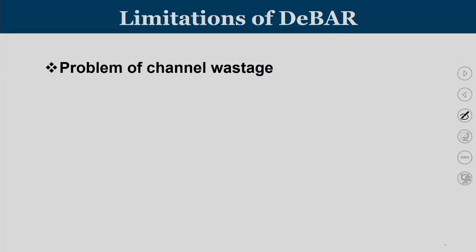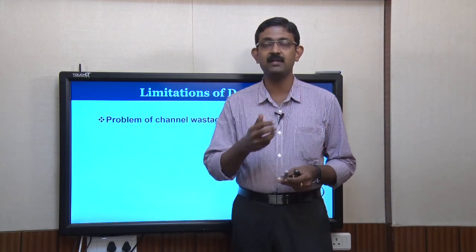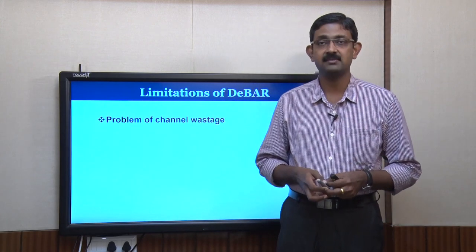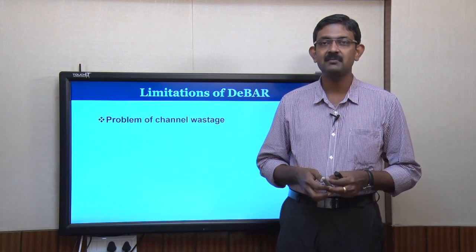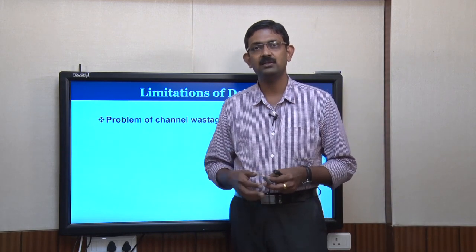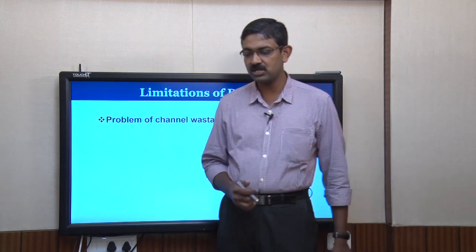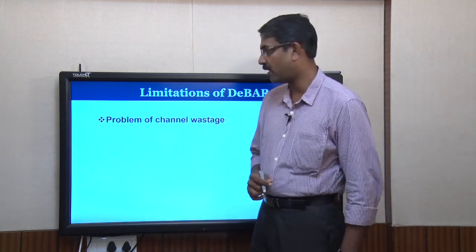Now, let us try to understand what the problems associated with the DBAR router are. So, we have to see the sequence. The concept of the CHIPPER router itself evolved from the limitations of BLESS, the conventional BLESS router. The limitations of CHIPPER were addressed by the MinBD router. The limitations of the MinBD router were addressed by the DBAR router. Now, we will try to see what the limitations of this DBAR router are.